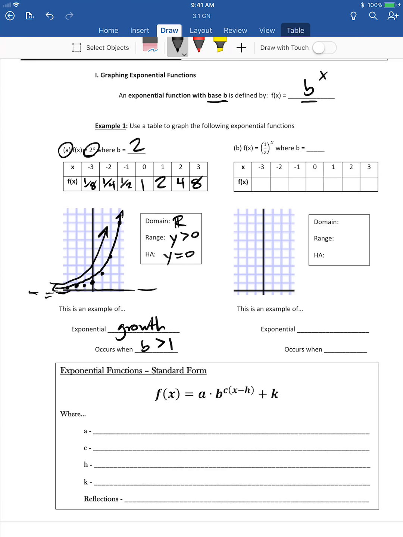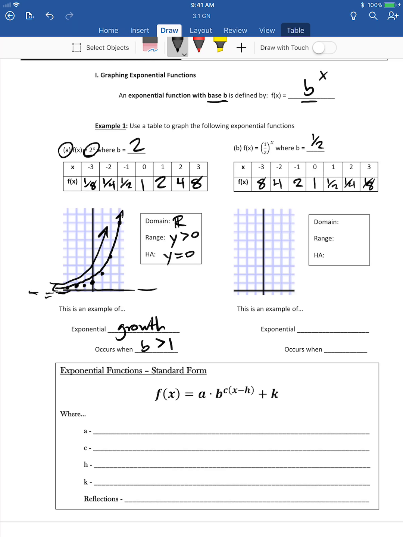f of x equals 1 half to the x. So here, b equals 1 half. If I plug in my points here, if I plug in negative 3 for x, I end up with the reciprocal, so that is 8. Plug in negative 2, I get 4. Negative 1, I get 2. 0 gives me 1 again. Plug in 1, I get 1 half, 1/4, and 1/8.